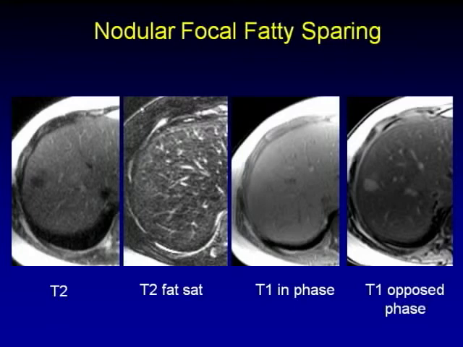That's a little bit confusing, and you can scratch your head over this. But if you look at the background liver, what do you see? The background liver has dropped out in signal. So this is nodular focal fatty sparing. When you're looking at what's happening to the signal intensity of your lesion, don't just look at the lesion, look at the background liver. Because in MRI, it's all relative.